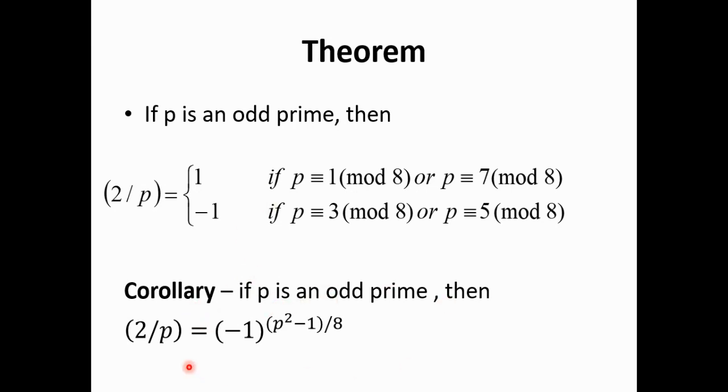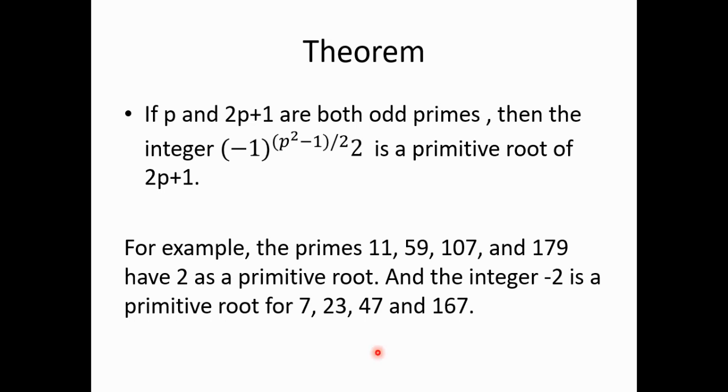This is the corollary of this theorem. If p is an odd prime, then 2 upon p is equal to minus 1 to the power (p squared minus 1) upon 8. This is another theorem. If p and 2p plus 1 are both odd primes, then the integer minus 1 to the power (p squared minus 1) upon 2, into 2, is a primitive root of 2p plus 1. So let's see the example for this theorem. The primes 11, 59, 107 and 179 have 2 as a primitive root, and the integer minus 2 is a primitive root for 7, 23, 47 and 167.